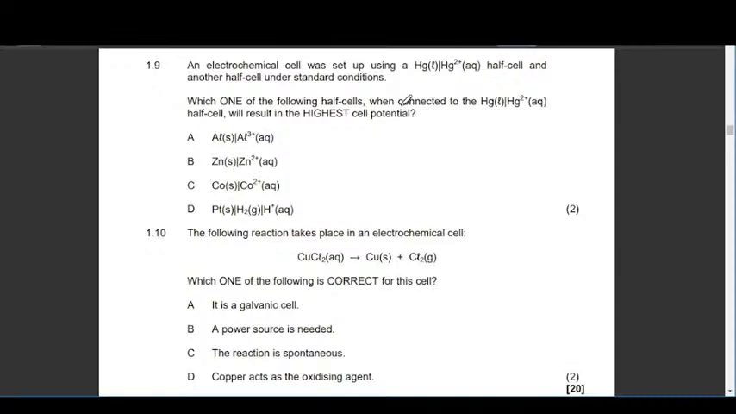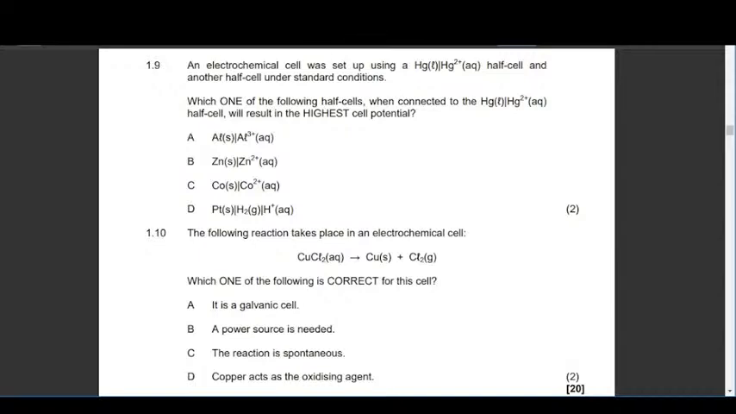Yes, and then you must talk about 1 mole per decimeter cubed, or 1 molar. So that's what they are saying. Which one of the following half cells, when connected to the mercury half cell, will result in the highest potential? So it means that I have to look at which one is being oxidized more, the strongest reducing agent here.